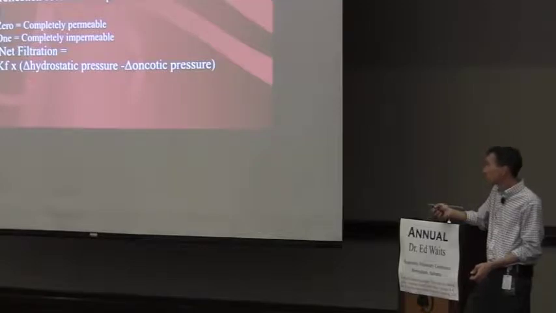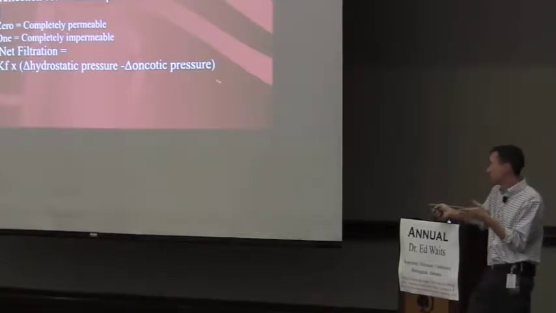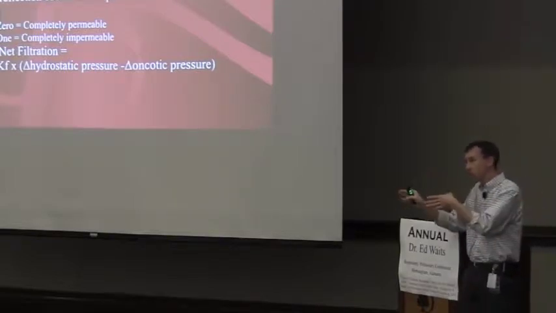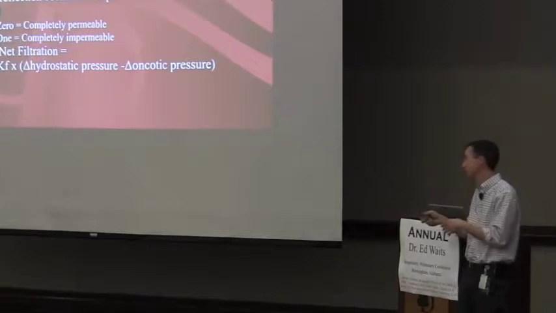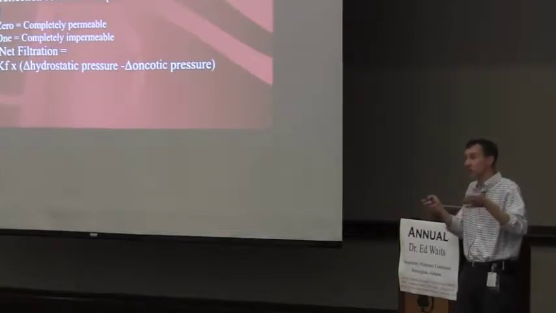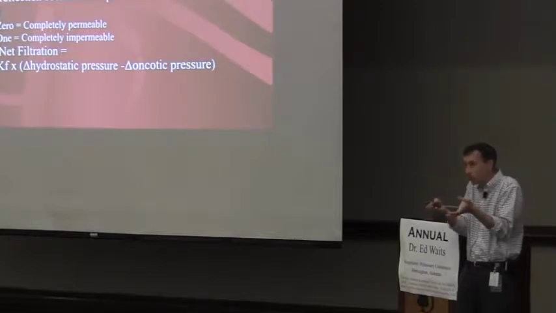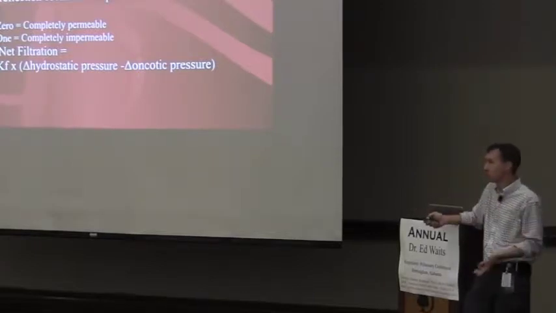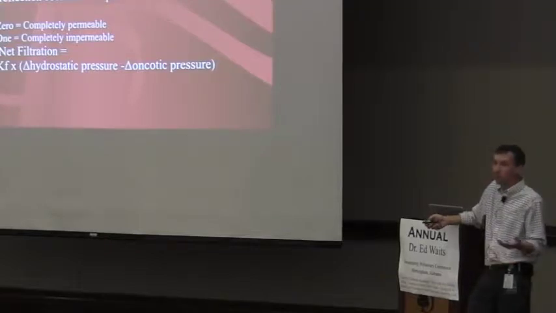So net filtration is the filtration coefficient times the change in hydrostatic pressure minus the change in oncotic pressure. The higher the pressure inside the capillary, the more it pushes fluid out into the interstitium and causes pulmonary edema. The higher the oncotic pressure, meaning the more protein you have in your blood vessels, the more that tends to keep fluid there and not let it seep out. That's why when you get some sort of albumin deficiency, you're more likely to get edema everywhere, because there's not as much oncotic pressure.